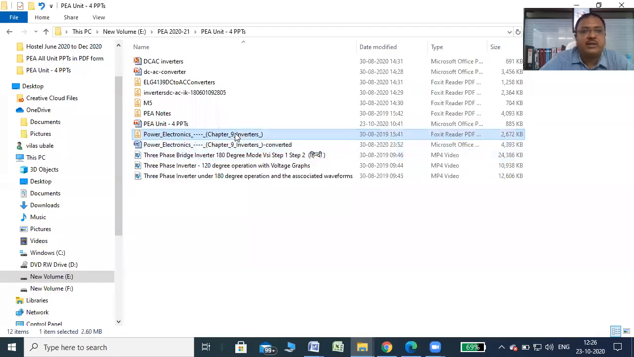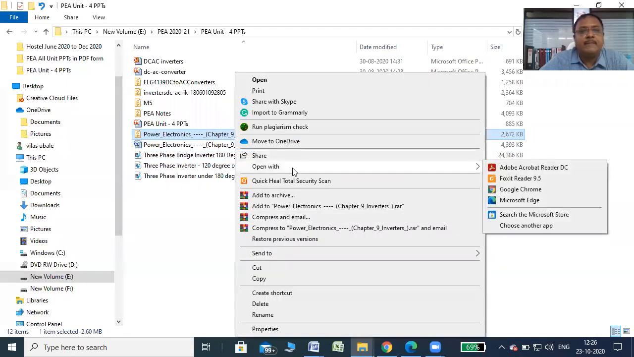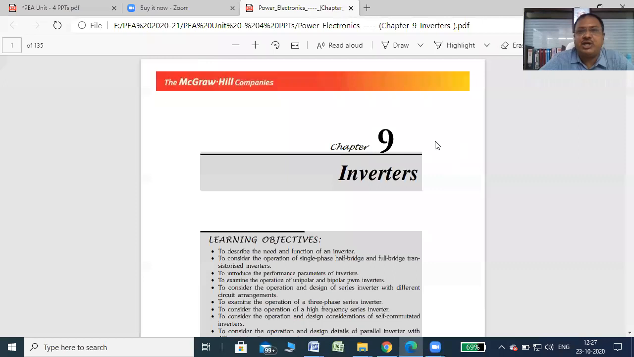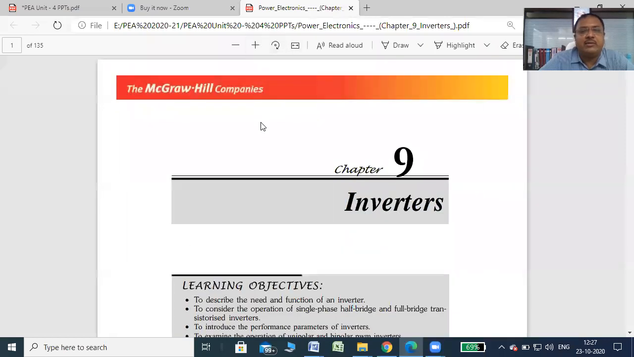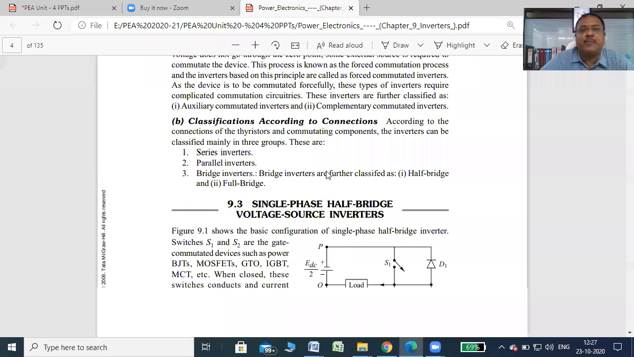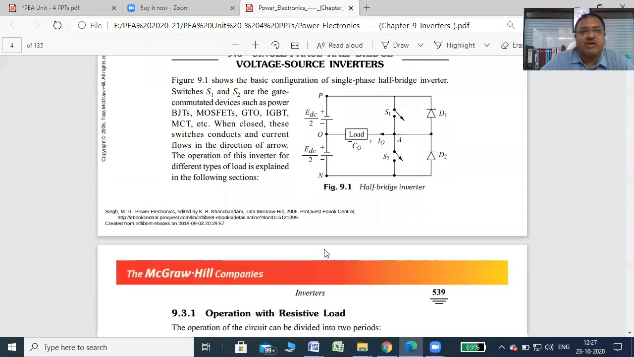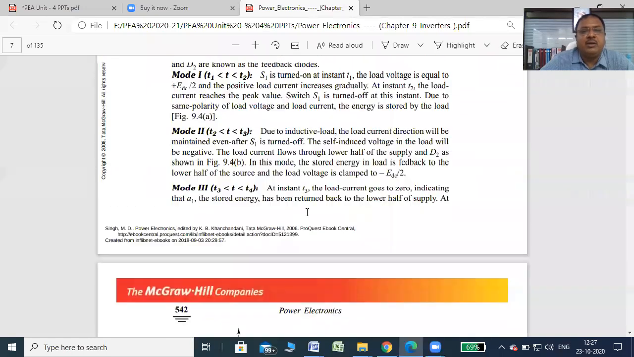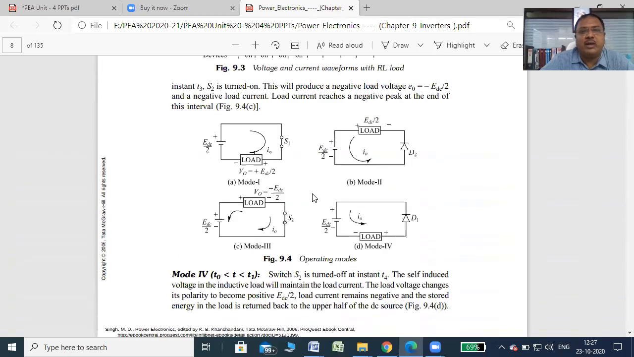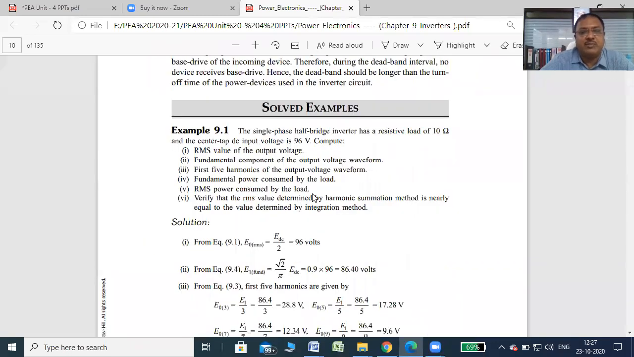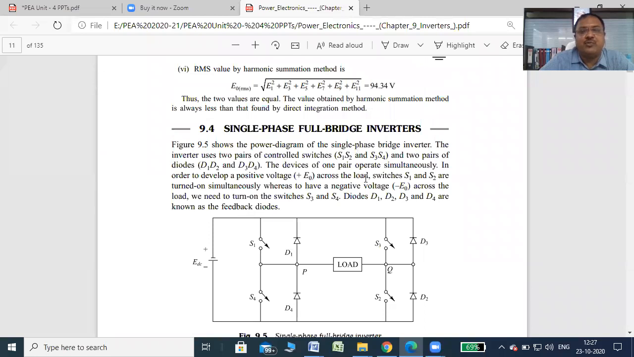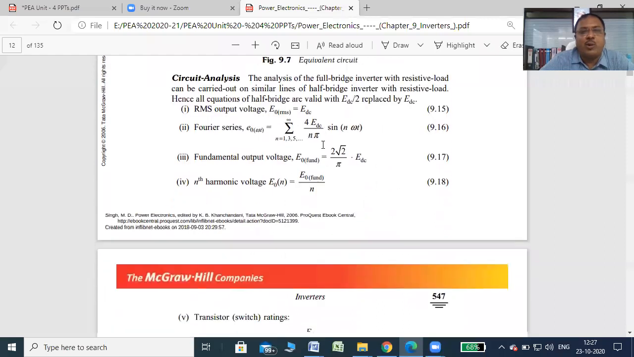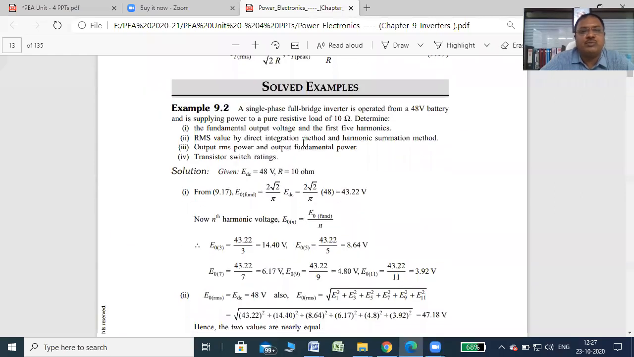See, I have this particular chapter of MD Singh and Kanchandani. I'll directly share it with you so that you can read from this book, right? I have taken all figures and everything from this book. You can check here the operation for R load, RL load. Single phase full bridge inverter, then four operating modes, these waveforms, equivalent diagrams, then output waveforms, and so on.